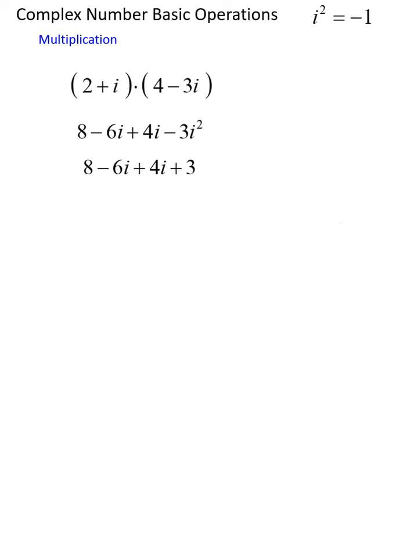And now, as I was saying, I can combine my imaginary terms and I can combine my real terms. For the real terms, 8 plus 3 is 11. And for the imaginary terms, negative 6i plus 4i is negative 2i. That's how multiplication works for complex numbers.